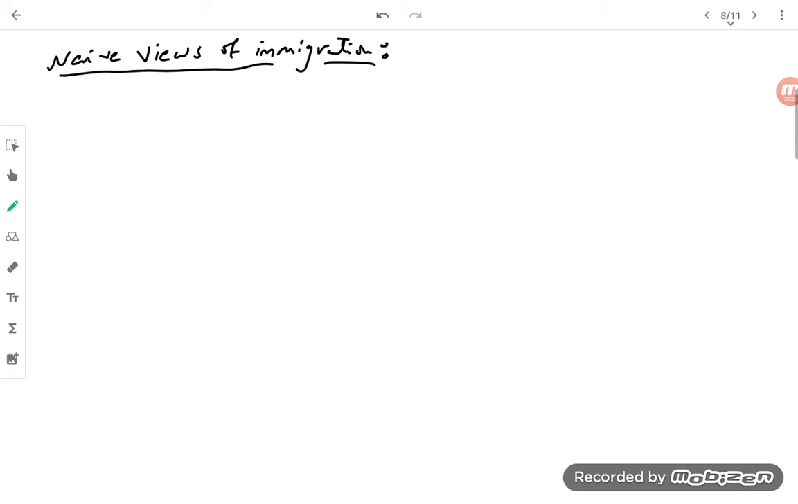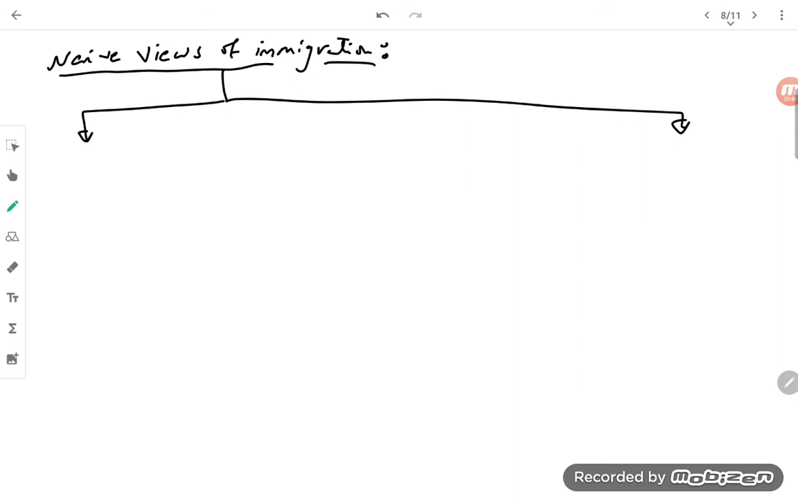There are two different points of view regarding immigration. As we said, we have illegal immigrants. What is the impact of this on the receiving country? We have two different points of view. Number one, an employed illegal immigrant deprives a citizen or legal resident of a job. So this is a substitution effect.